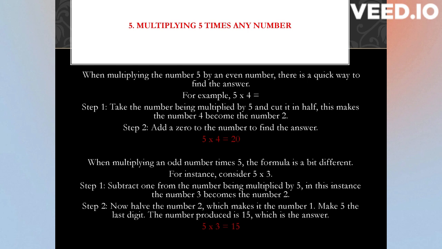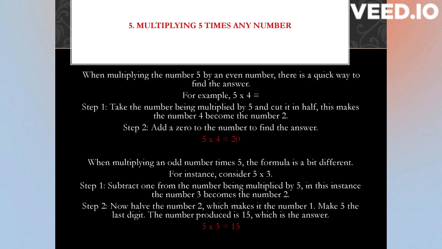Next, coming to multiplying 5 times any number. So if you want to multiply any number with 5, how to get the answer? Here also I'm taking simple numbers to get good clarity for yourself. You can try with more complex numbers. So first I have taken the example of 5 into 4. First take the number being multiplied by 5 and cut it in half. So 4 I am taking, which I should multiply with 5, right? So make half of that.